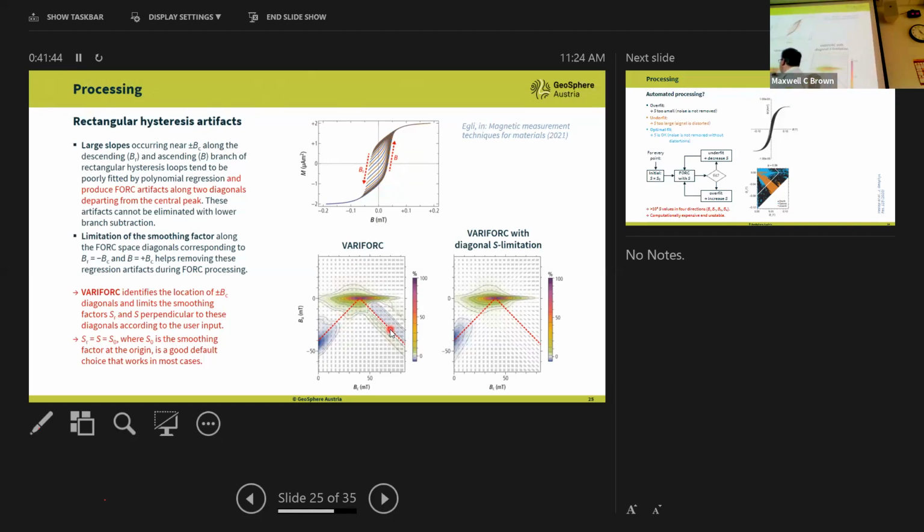So these two diagonals, which merge at the central peak of the FORC function. In this case, you can tell VariFORC to limit the smoothing factor along this region. You give a maximum smoothing factor there. And you see that these artifacts disappear. So this is important. There are examples, and whenever you get this type of hysteresis, this is necessary to obtain good results.